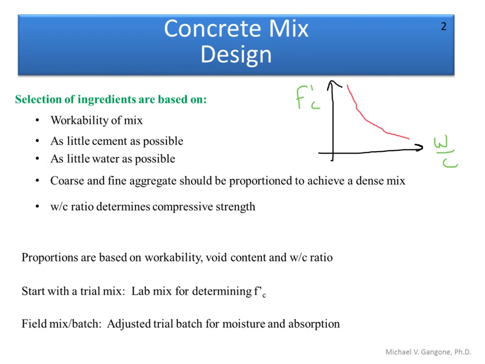Right? And another thing here is that coarse and fine aggregates should be proportioned to achieve a dense mix. All right, so the more dense that we can make a mix, the stronger the concrete will be, and also the better the properties the concrete will have, more water tightness and things like that, which will help overall improve the performance of the concrete. Okay. So proportions are based on, we've kind of said, workability. Another thing is void content, water-cement ratio. Water-cement ratio being one of the big ones because it has a direct impact on the overall strength and durability, really, of the concrete.